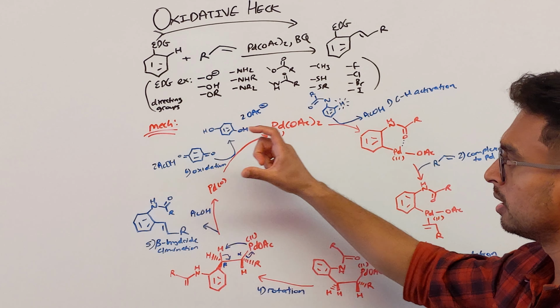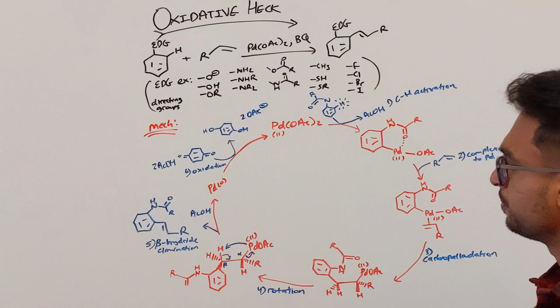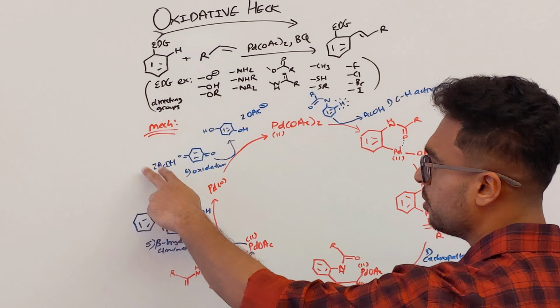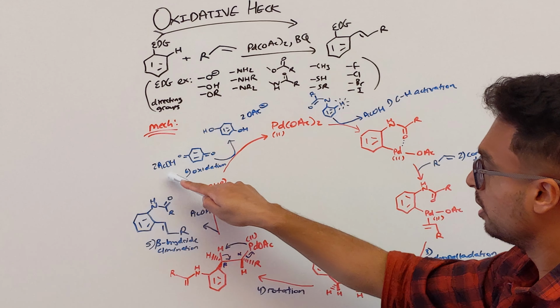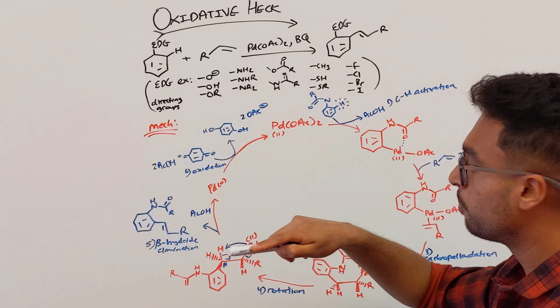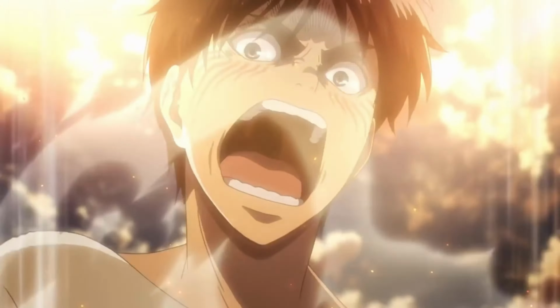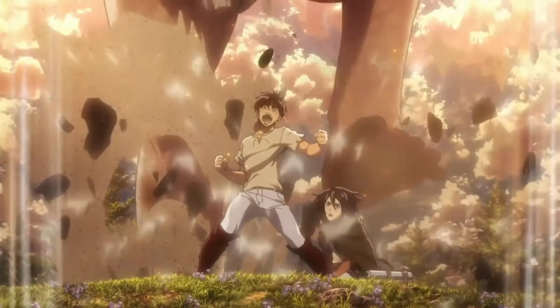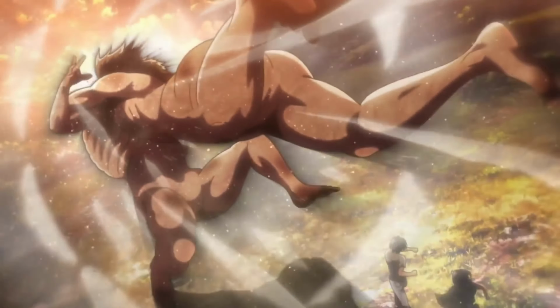So here's the chemical structure for this. Now we generated 2 acetic acid. So your acetic acids are going to be deprotonated, forming this acetate, which is going to now coordinate with palladium, which will make this cycle continue.